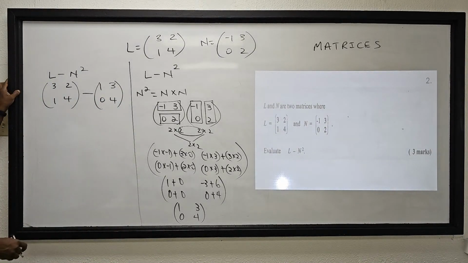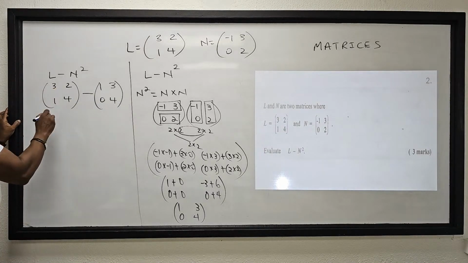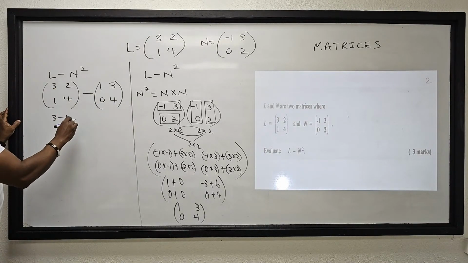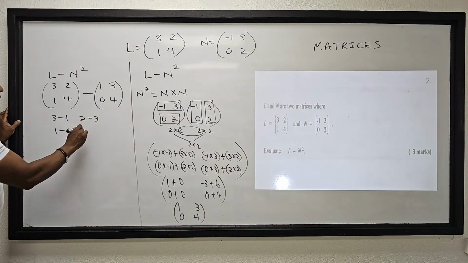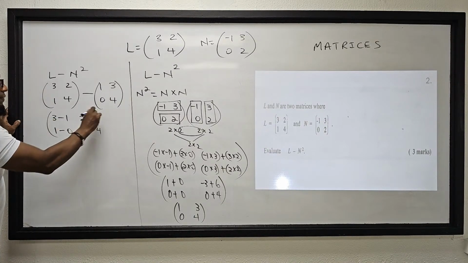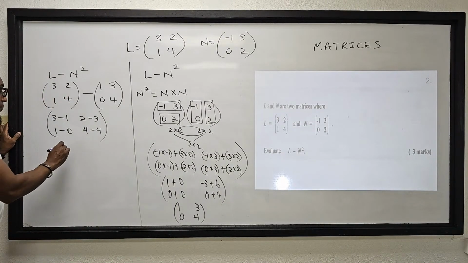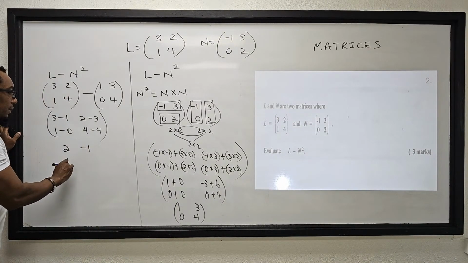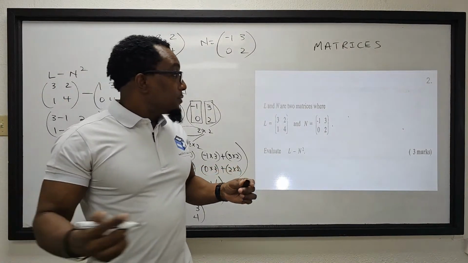Let's subtract. Of course, both are the same order, so we can subtract them. So we're going to say first element subtract first element, second subtract second, third subtract third, and fourth subtract fourth. And when we simplify, what we're going to get for L subtract N squared is 2, negative 4, 1, 0. That's the result. Yeah, so pretty straightforward.